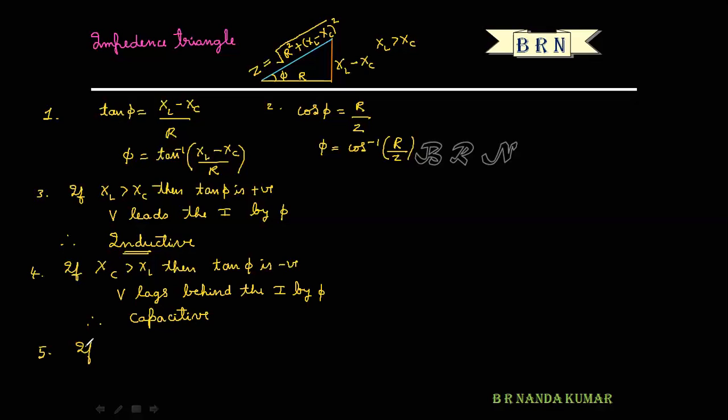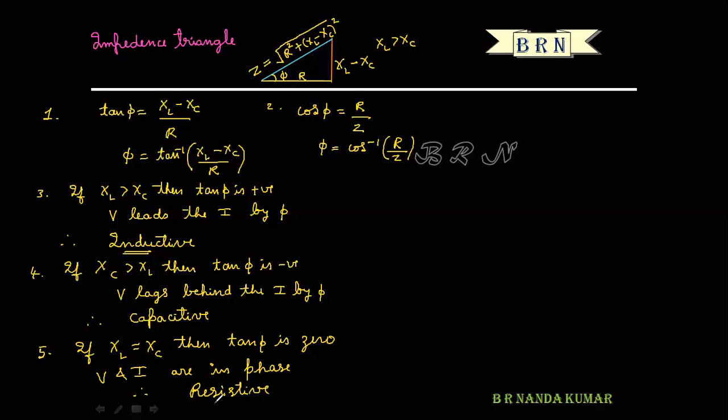So if XL is equal to XC, then what is the value of tan phi? Tan phi is 0. What is the value of phi? Phi is also equal to 0. So actually here the voltage and current are in phase. That means there is no phase difference between current and voltage. Now the LCR series circuit behaves like a resistive circuit.